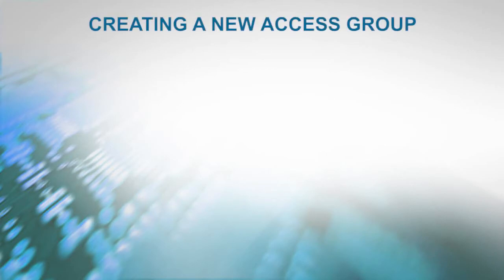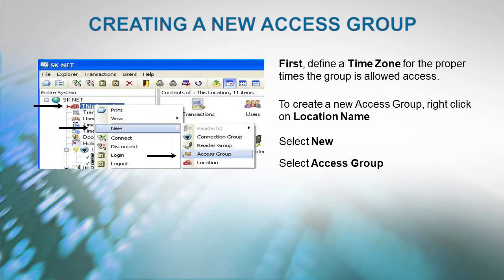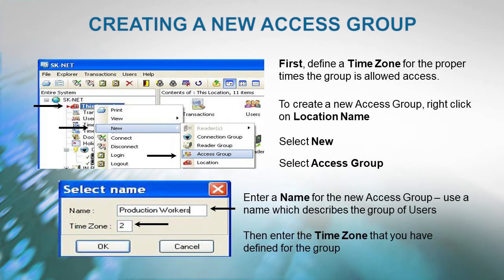Creating a new access group. The first thing you need to do before creating a new access group is to define a time zone for the proper times the group is allowed access. To create a new access group, right-click on the location name, select New, select Access Group. Enter a name for the new access group. We recommend a name which describes the group of users. Then enter the time zone that you have defined for the group.